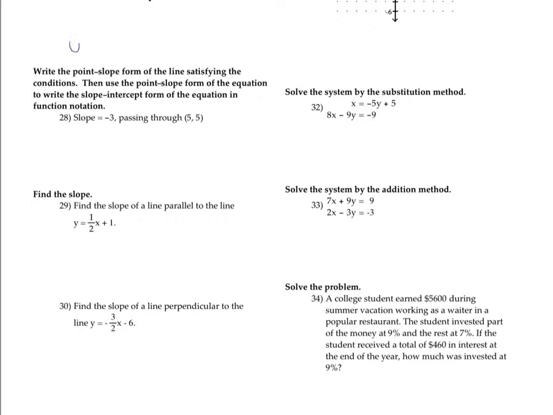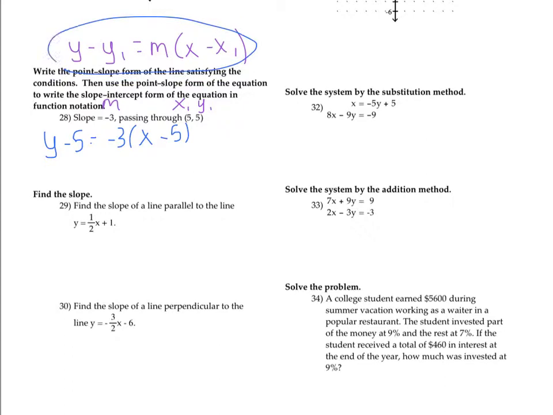Here's a good formula. Point slope: y minus y1 equals m times x minus x1. So we have the slope, which is m. We have a point. We do y minus 5 equals negative 3 times x minus 5, just plugging it in to that formula. And then we try to get y by itself, so we have to distribute. Get negative 3x plus 15. Then we add 5 to both sides, and we get y equals negative 3x plus 20.